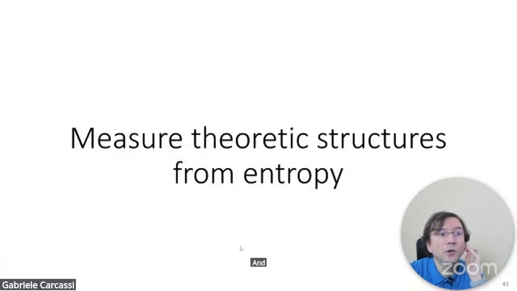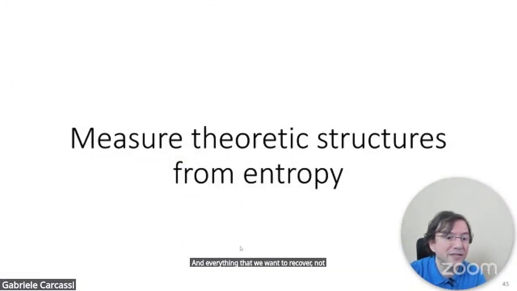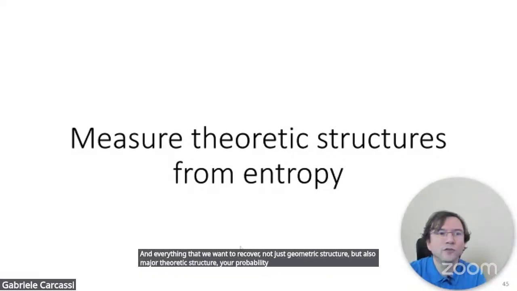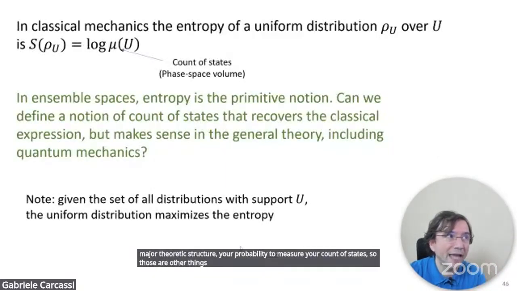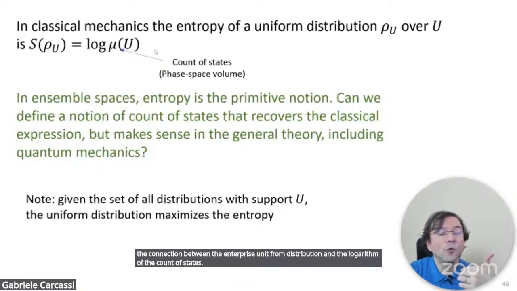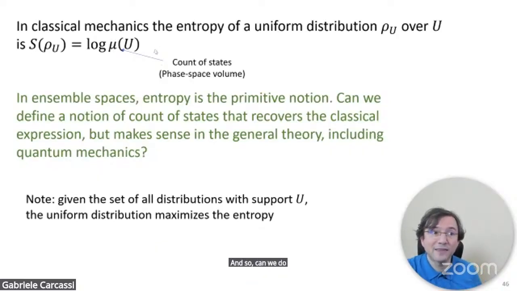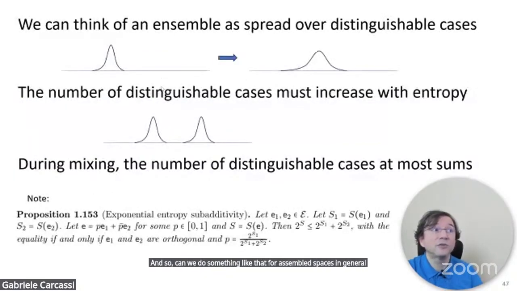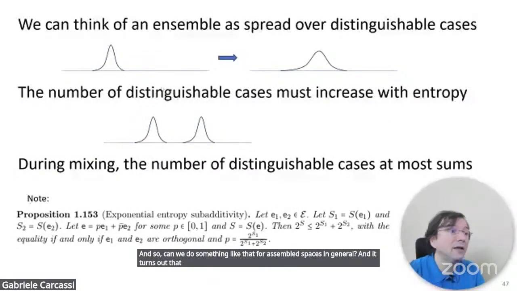And everything that we want to recover, not just geometric structure, but also measure-theoretic structure, your probability measure, your count of states. Those are everything that we want to get. So in classical mechanics, you have the connection between the entropy of the uniform distribution and the logarithm of the count of states. Can we do something like that for ensemble spaces in general? And it turns out that you can.